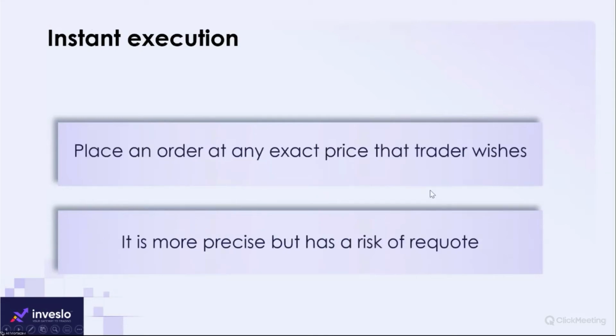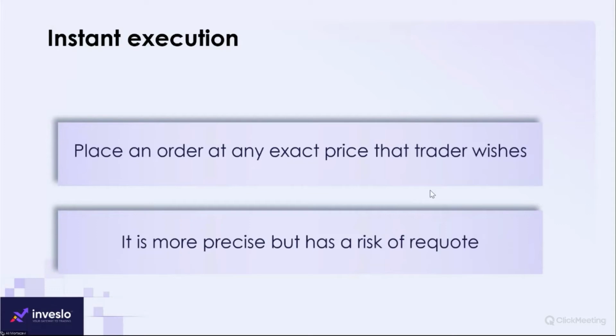Okay, so let's talk about the orders that we can place based on the current market price. There are two types of orders that you might notice on your MT4 platform. One of them is instant execution, and the other is market execution. There are differences between them. Let's start with instant execution.